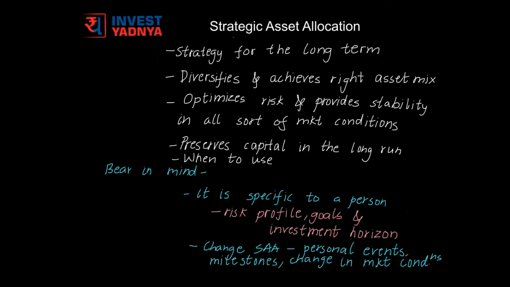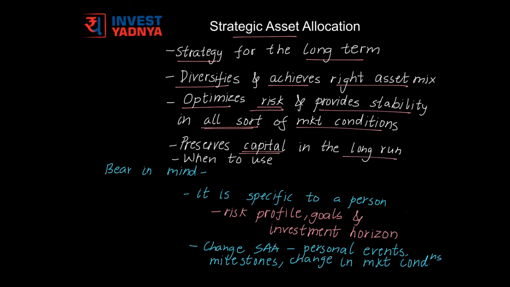So friends, strategic asset allocation is a strategy for the long term. It diversifies and achieves the right kind of asset mix. It optimizes risk and provides stability to your portfolio in all sort of market conditions. It preserves the capital in the long run. We've also seen when you should use strategic asset allocation. And last but not the least, some things to bear in mind.